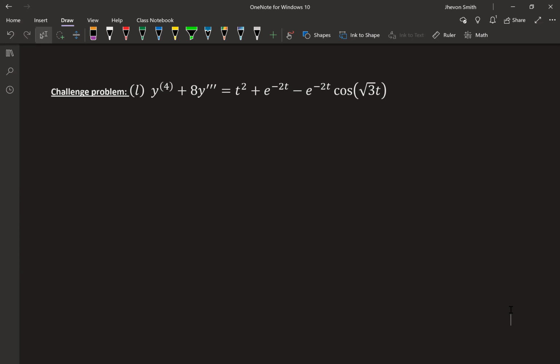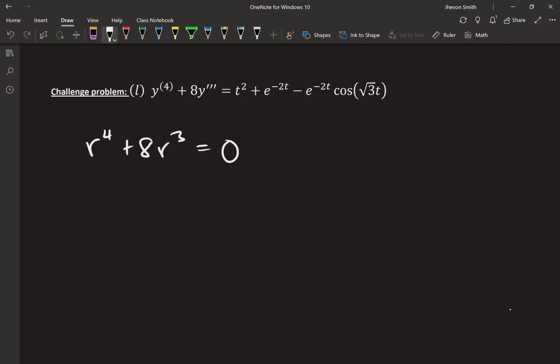Did anyone actually try this? If so, what did you do first? Right, so you started out with the characteristic equation. So it's r to the 4th plus 8r cubed. And this is kind of a foreshadowing of things to come. Essentially, when we have higher order linear differential equations, the process is exactly the same, except you just have larger polynomials to solve.